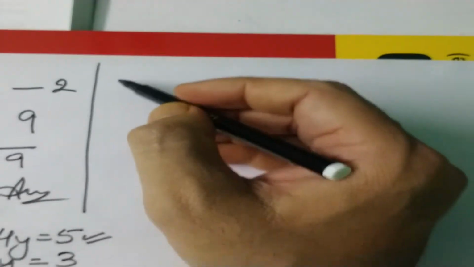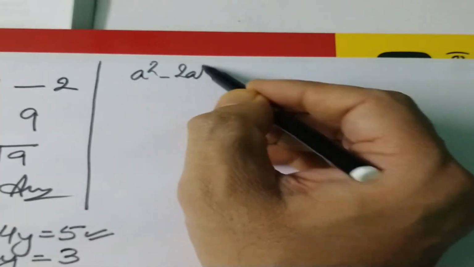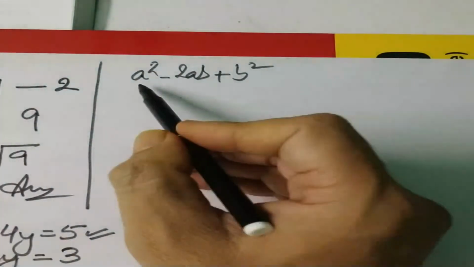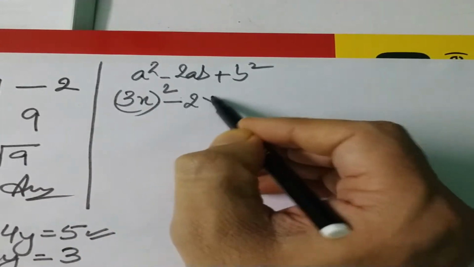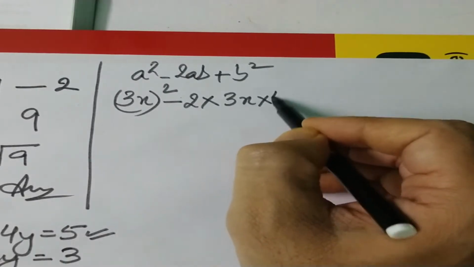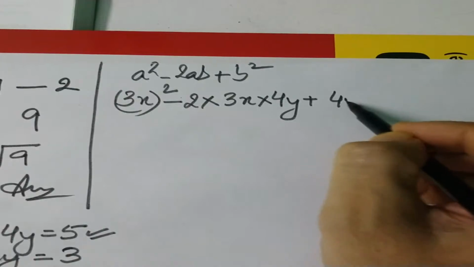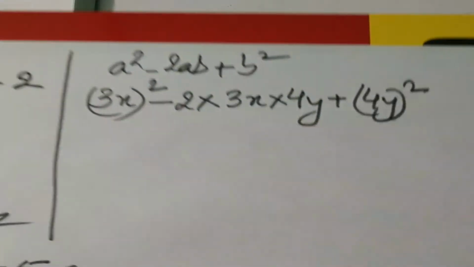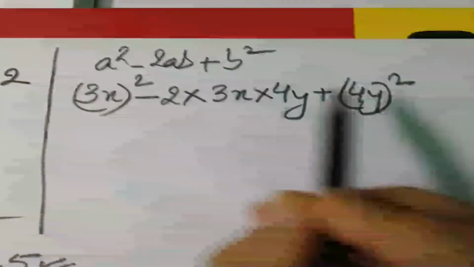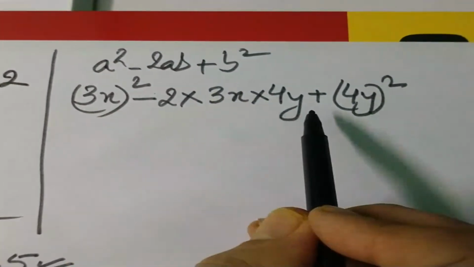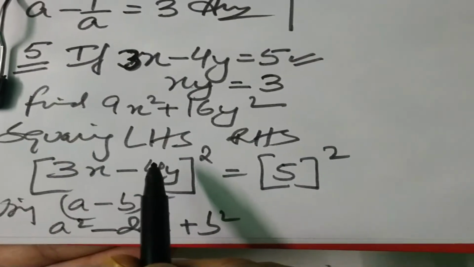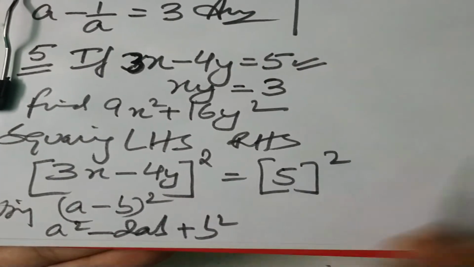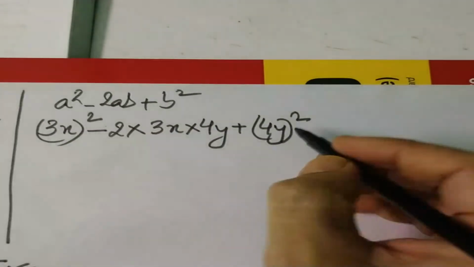So I am writing the formula here. It is a square minus 2ab plus b square. So what will be a square? It will be (3x) square, 2 into a into b, and plus b square. See this part. This is a square, this is b square, and this is 2ab. And this whole thing is equal to 5 square. So I have simplified this. I have to write 5 square. So 5 square is 25. So 25 will come here.